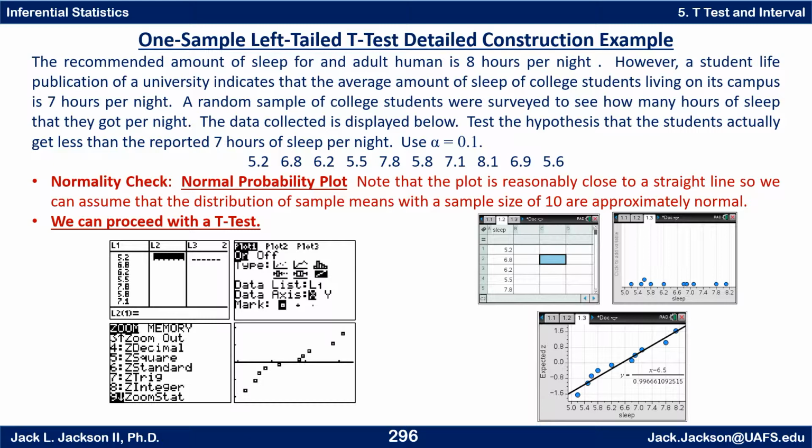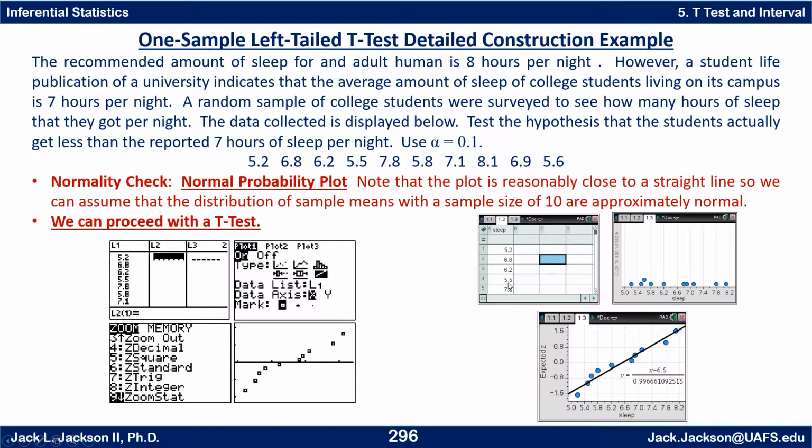It's not highly non-normal, and the test is pretty robust with respect to our normality requirement. So a sample size of 10 should make sample means at least pretty close to normal. We can do the same thing on a TI-Nspire over here.